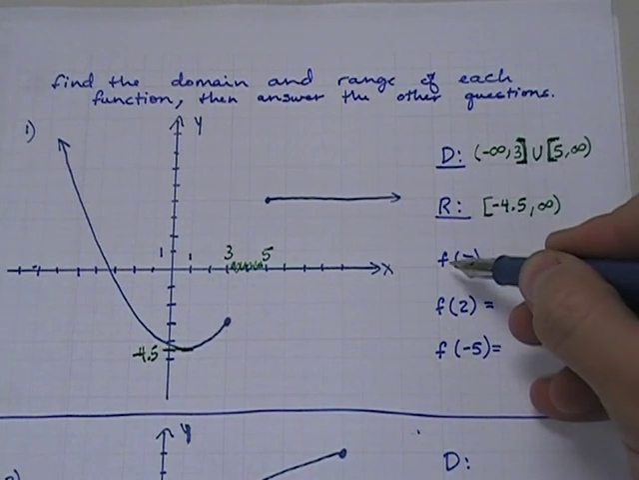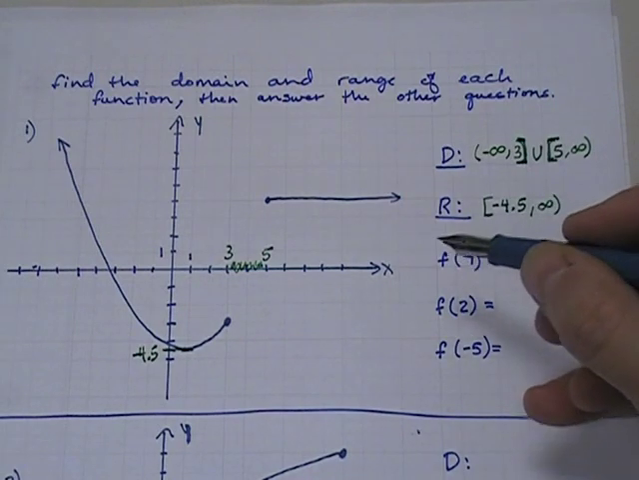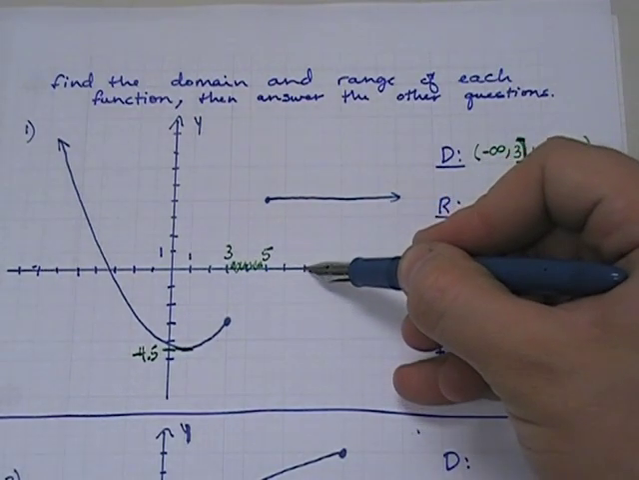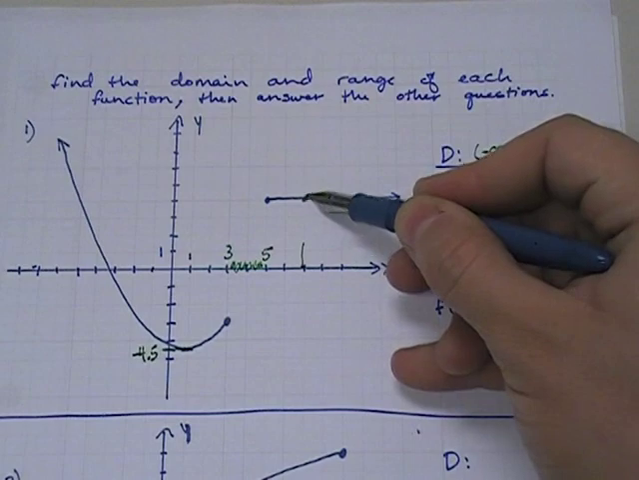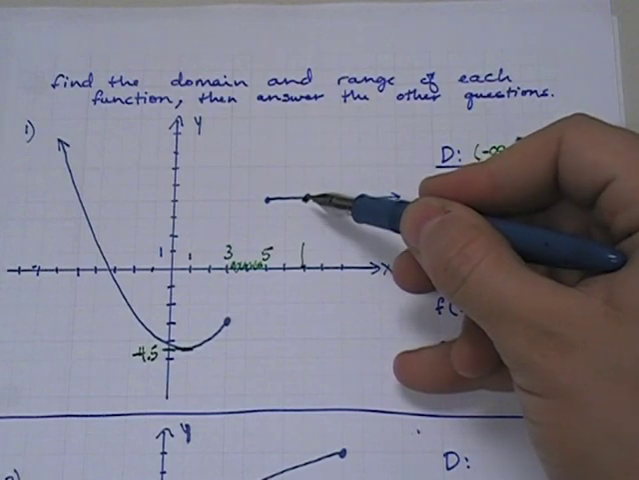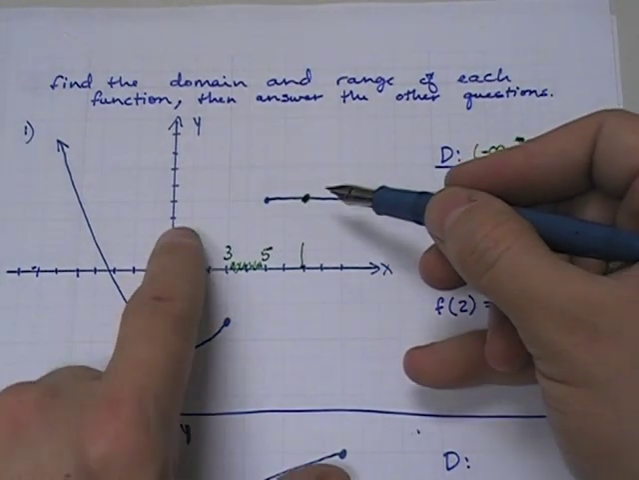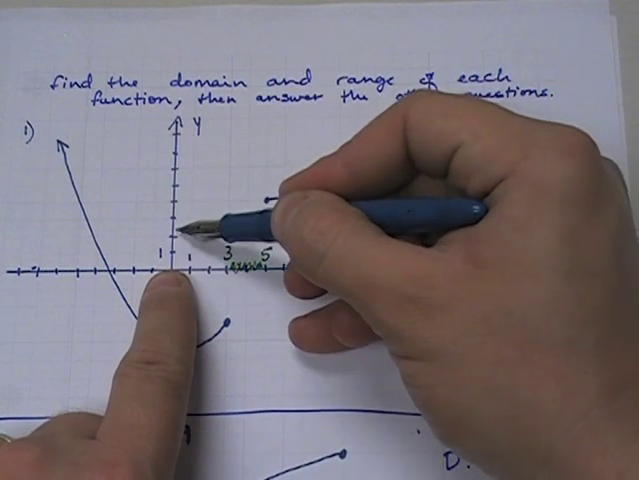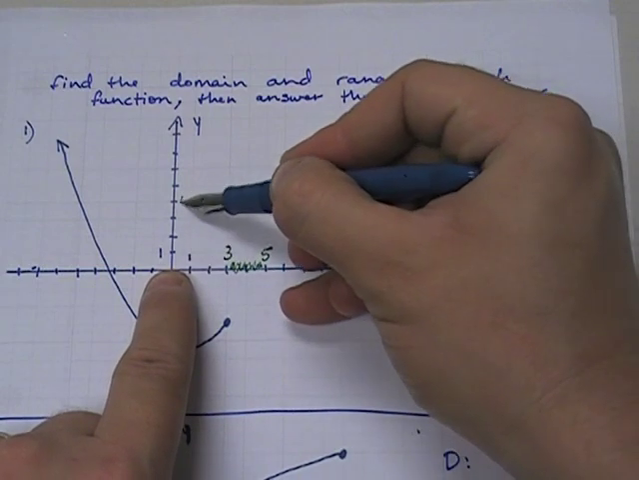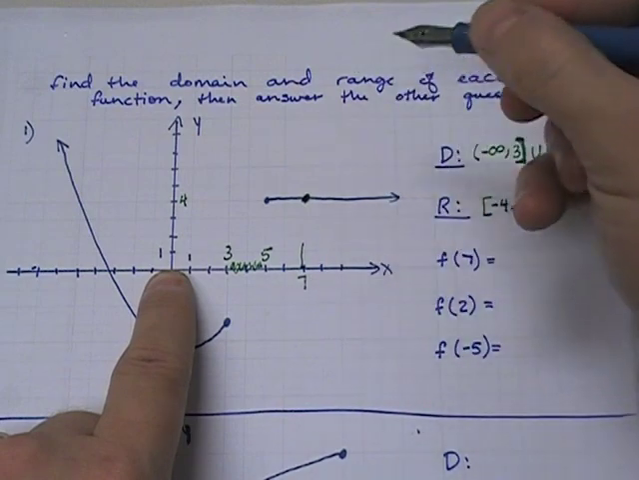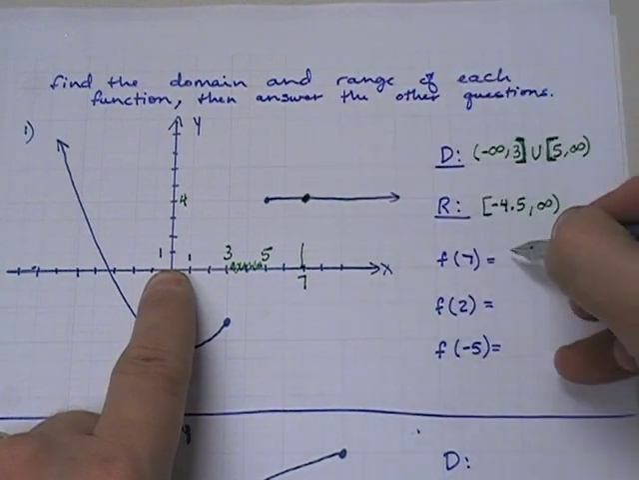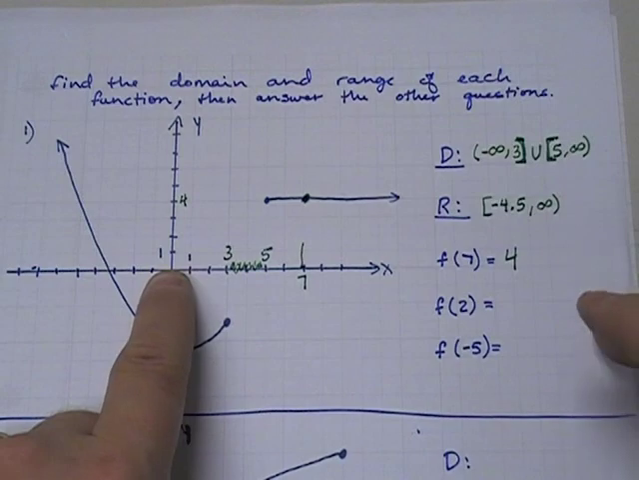F of 7, well, this is telling us x equals 7. So I go to x equals 7, which is here, and I look. And what do I have? Ta-da! A function value. Well, the function value is always going to be your y. So 1, 2, 3, 4. When x equals 7, y equals, ta-da, 4.